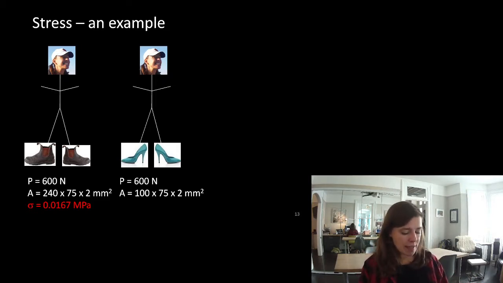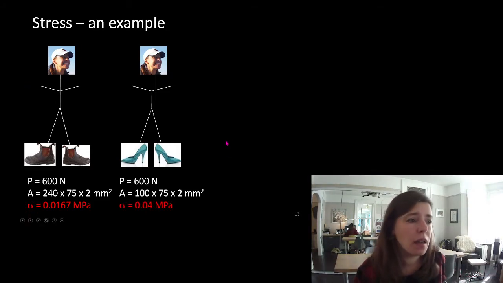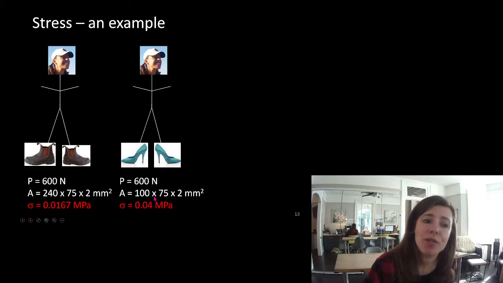So we've got 600 divided by, and I'm going to use my brackets, 100 times 75 times 2, end bracket, 0.04 MPa. So we've got a higher stress.